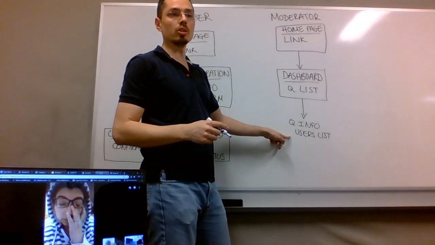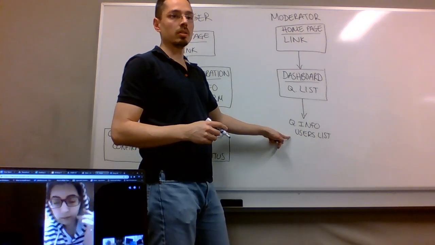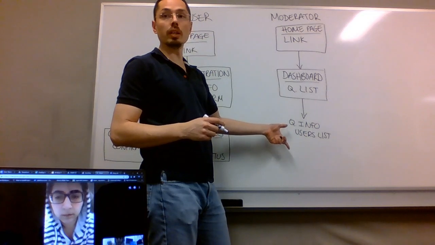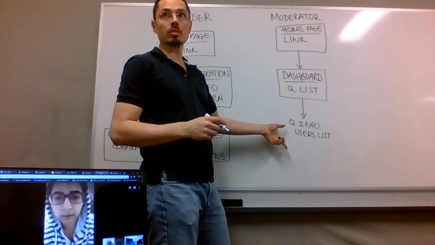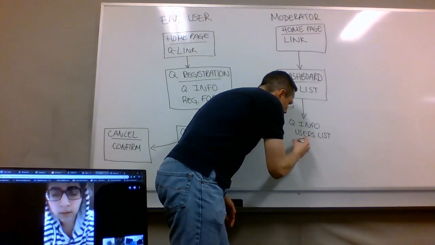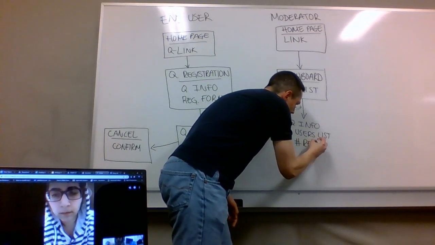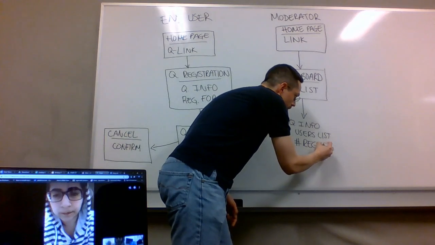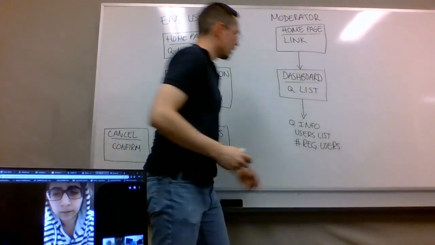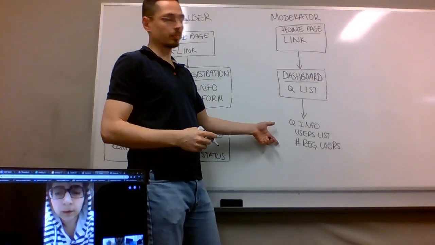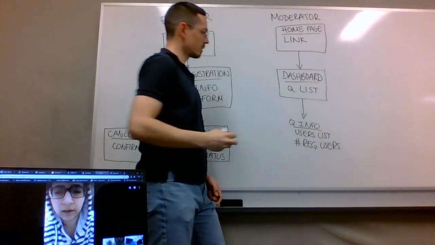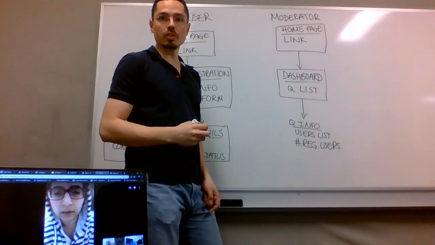Anything else do we need to show? Maybe the number of people waiting in that queue. Number of registered users. Anything else? Maybe the section that the person is waiting for. The section of the person?